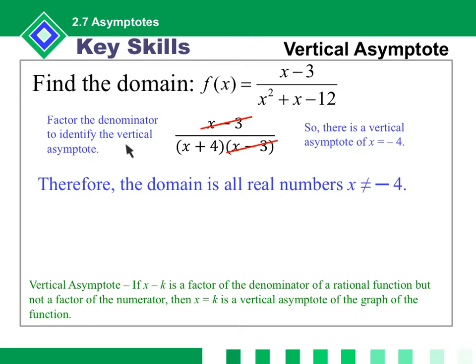We factor the denominator, and then after factoring the denominator, we can see x minus 3 is common. So if x minus 3 is common, we can cancel it out. So what we realize here is that we have a vertical asymptote at x is equal to minus 4, and the domain is all real numbers except negative 4. But let's move on to investigate.